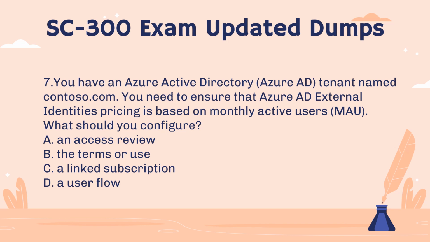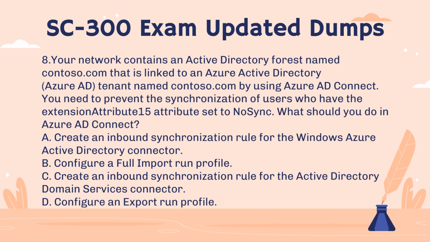D. A user flow. 8. Your network contains an Active Directory forest named contoso.com that is linked to an Azure Active Directory (Azure AD) tenant named contoso.com by using Azure AD Connect. You need to prevent the synchronization of users who have the extensionAttribute15 attribute set to NoSync. What should you do in Azure AD Connect?